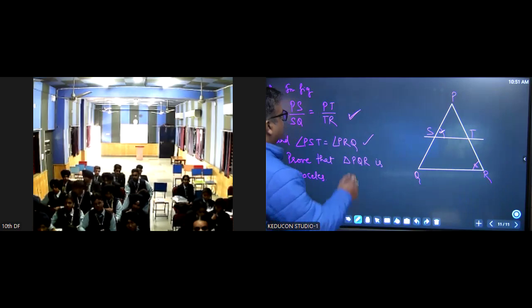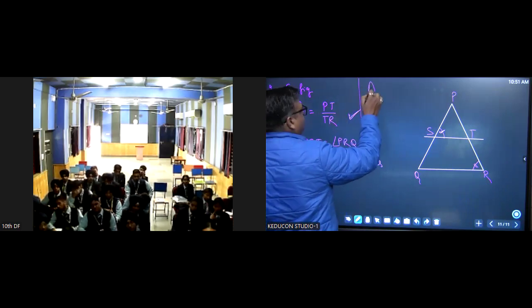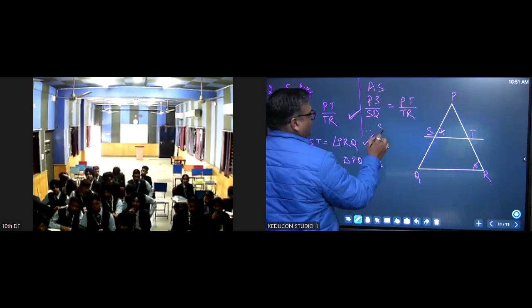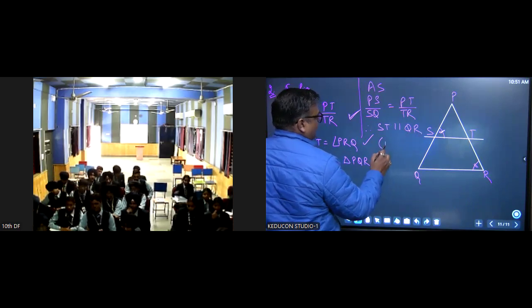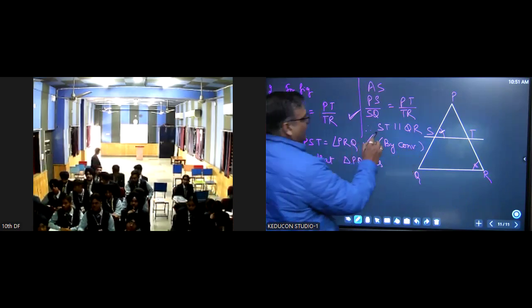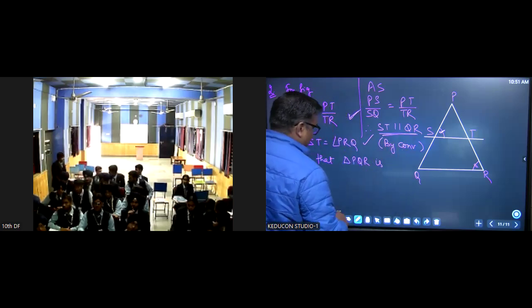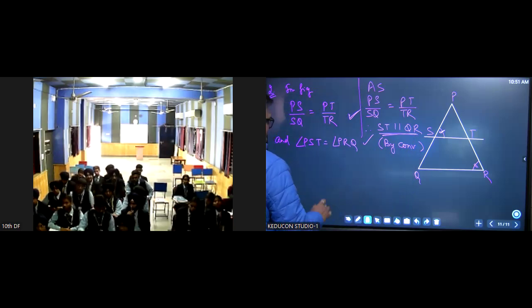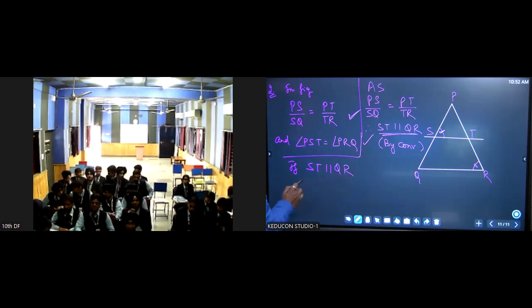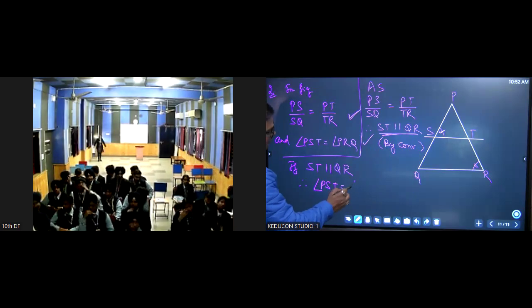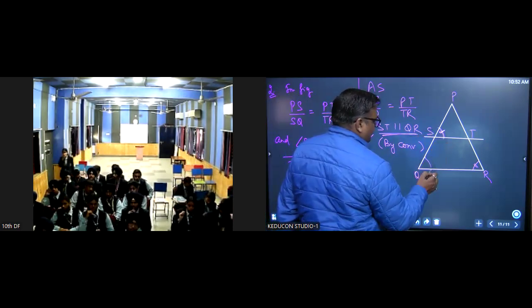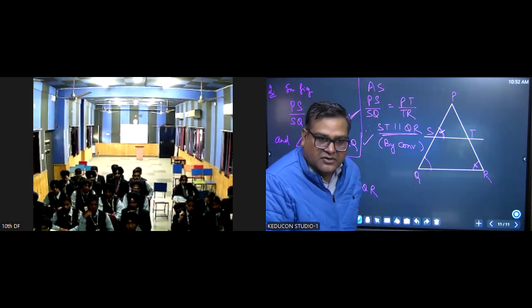So how will we do it? Here we will write PS upon SQ equal to PT upon TR. Therefore, ST is parallel to QR. Here, what is used? Converse of BPT, right? Now, if ST is parallel to QR, therefore angle PST will be equal to angle PQR. Yes or no? This angle will be equal to this angle. Why? Corresponding angles. Very good, बच्चों.